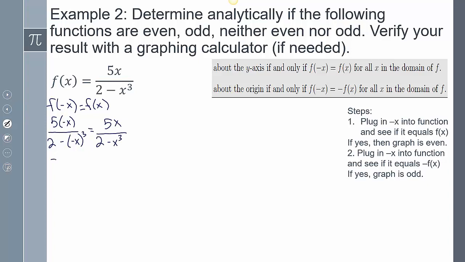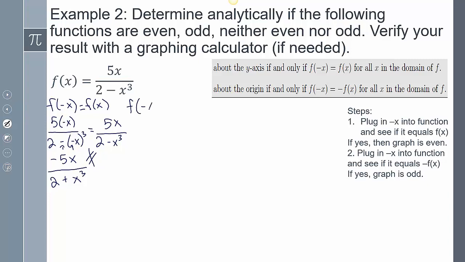So now simplifying this, I get negative 5x over 2, now negative, because there's 3 of them, negative, negative, negative, that's going to still be negative, so negative, negative is a positive. Well, those do not equal each other. So because those don't equal each other, therefore it's not even. So now let's try to see if this is going to be odd.